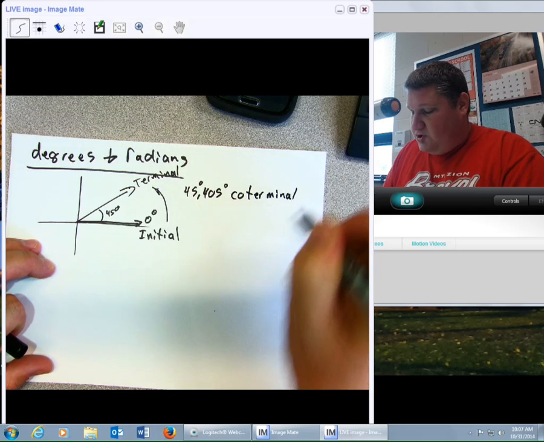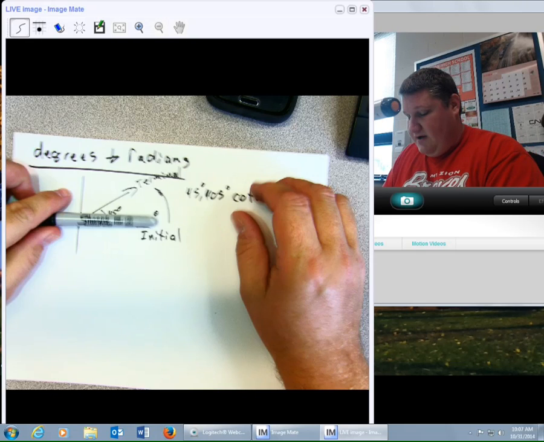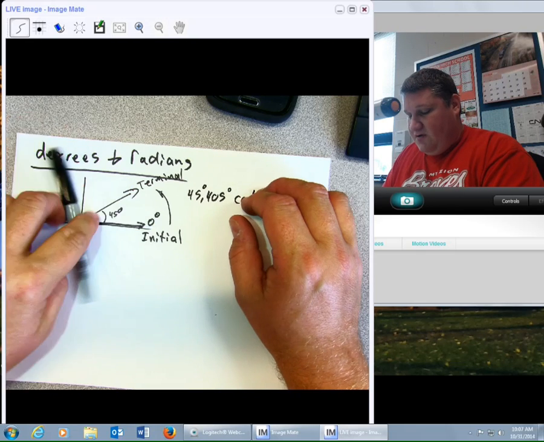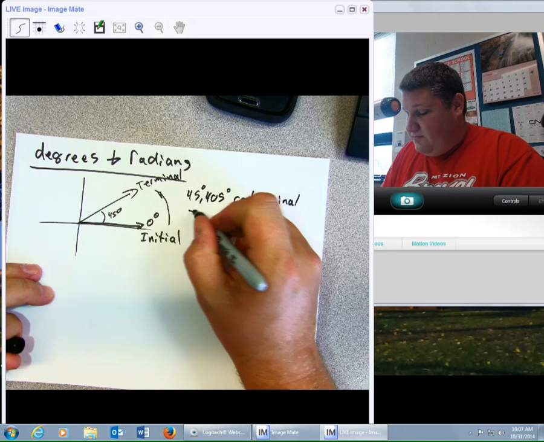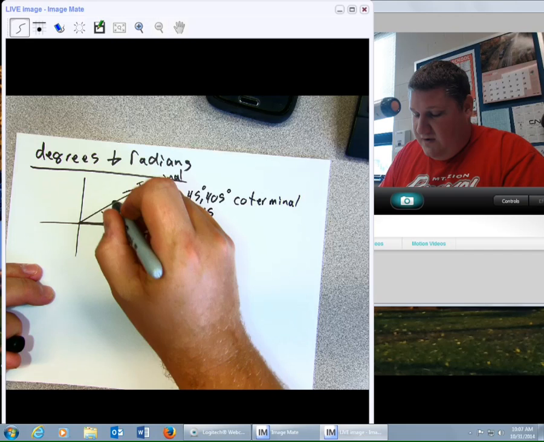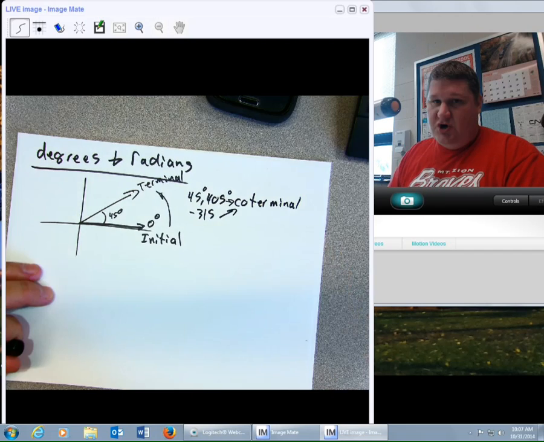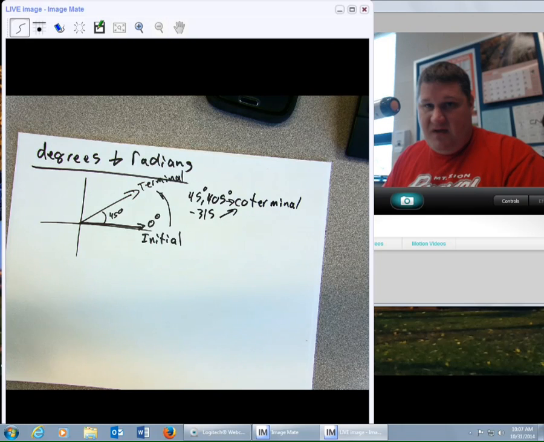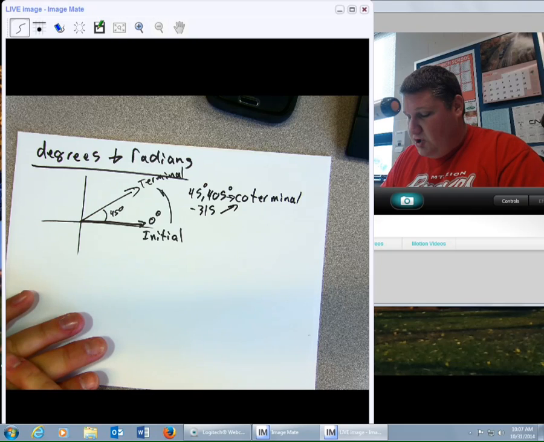Those are coterminal angles. By the way, we could also go the other way. Instead of going positive, let's go negative. Go all the way around until I get to negative 315. So go this way around to get to it, negative 315. That's also coterminal. Co meaning with. They have the same ending point. So, coterminal. So you have all sorts of degrees.